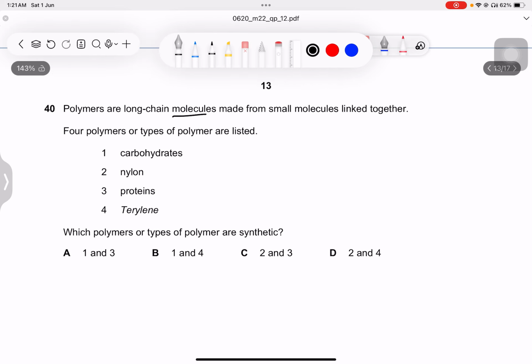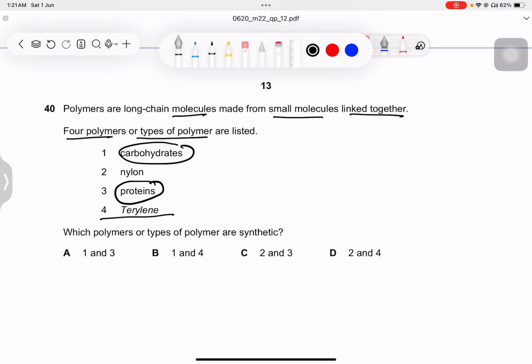Polymers are long chain molecules made from small molecules linked together. Four polymers or types of polymer are listed: carbohydrates, nylon, proteins, terylene. Which polymers or types of polymer are synthetic? Even if you don't know this because this is no longer in your syllabus, you can just see that proteins are natural and carbohydrates are also natural. Synthetic means artificially chemically made. So which leaves us with 2 and 4.